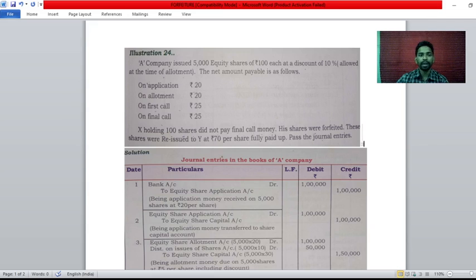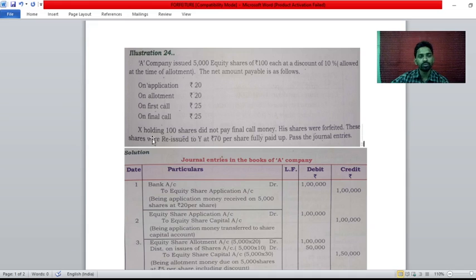Just see, by the application rupees 20, on allotment rupees 20, the first call 25 and the final call 25. Like this they are going to receive this 90 rupees. Actually the share price is rupees 100, but they are going to receive rupees 90, because 10% is given at the time of allotment. Here it should be 30, but they have given 20 because 10% is given as discount.